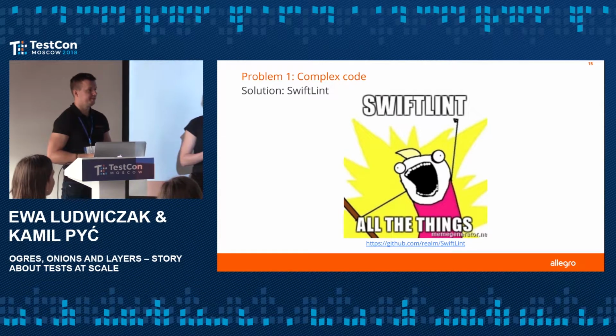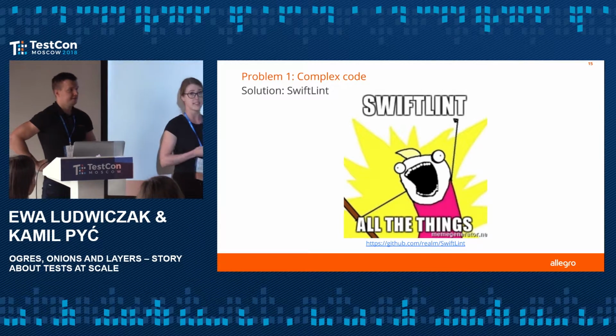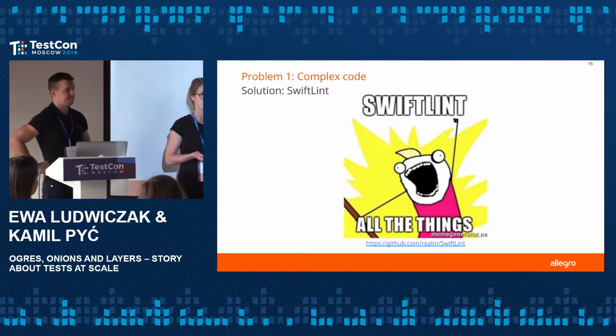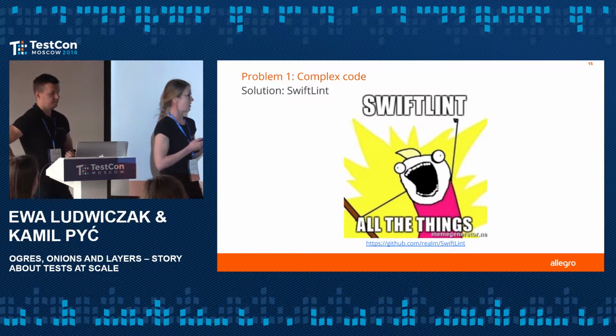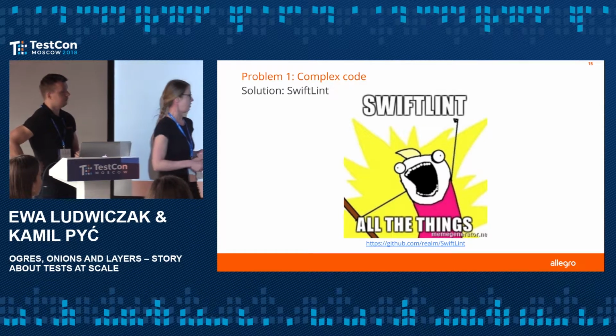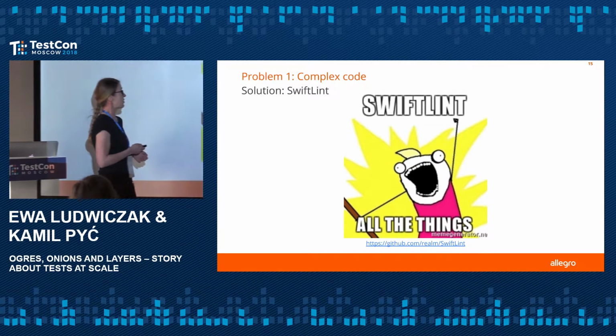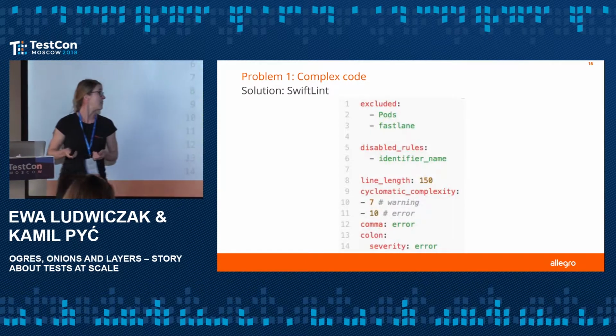Yep. So it reports the violation of style policy. It also marks some suspicious constructs that are likely to be bugs. So this is exactly a linter. And of course, we didn't SwiftLint all the things at one time, but we did it as follows.